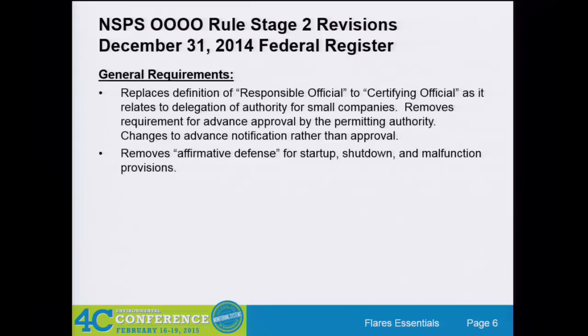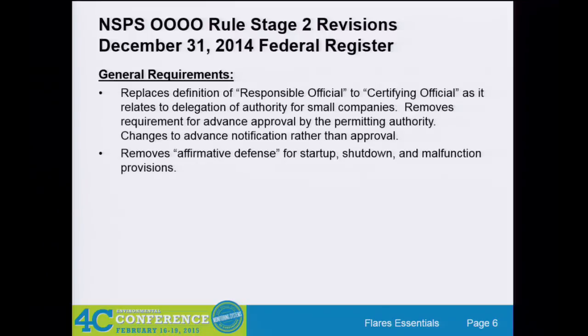So the first thing is, if you guys have worked in the Title V world, deviation report world, there was a lot of discussion about, for small oil and gas companies, designating a responsible official could be the president of the company, and do you really want the president of the company signing off on an environmental report that's due once a year? So in response to that, they gave some leeway and really got away from the term RO, or responsible official. Now it's certifying official.